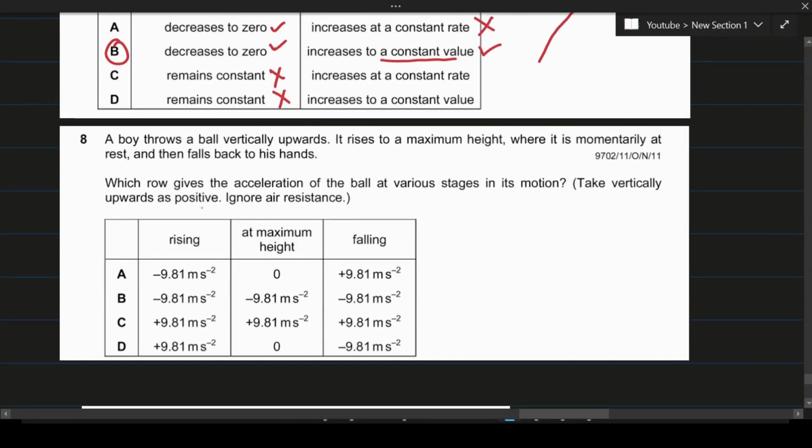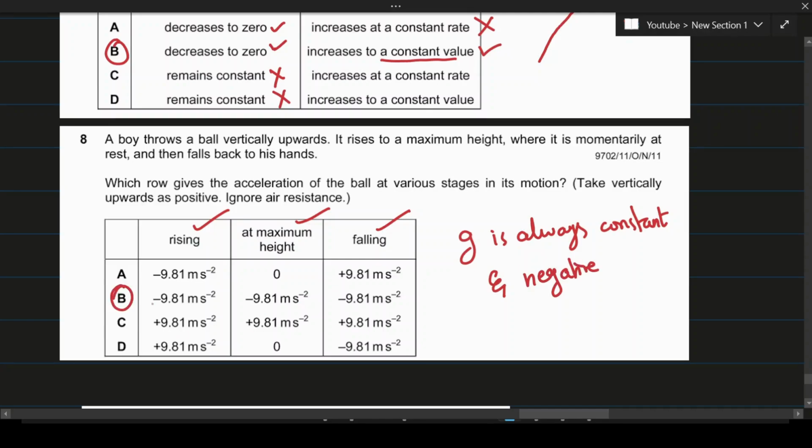This one is a very easy question on projectiles. It rises to a maximum height; you throw a ball and the ball comes back to your hand. They are asking what the acceleration value is at three instants: when the object is rising, at maximum height, and when falling. I have previously told you G is always constant, and it is negative during the whole motion. So B will be the correct answer.